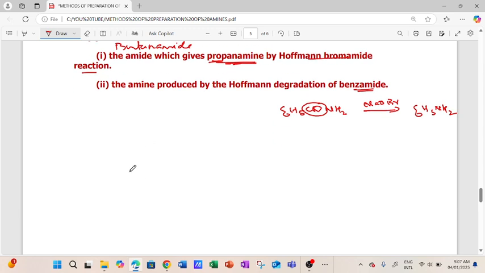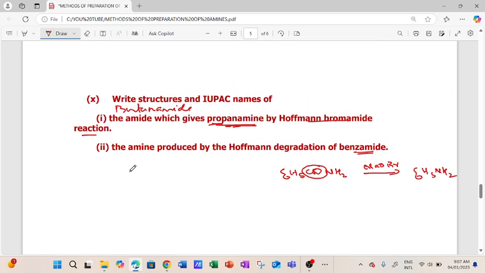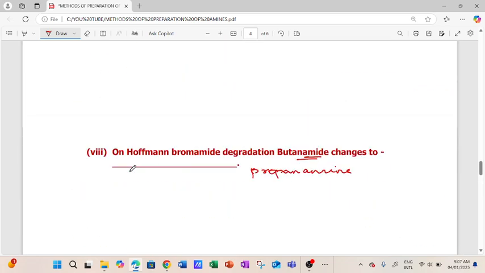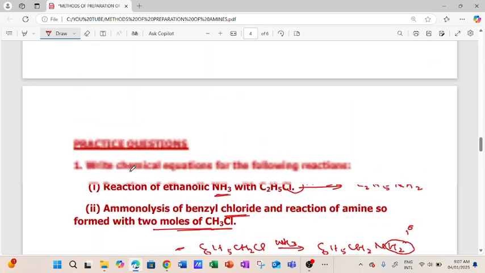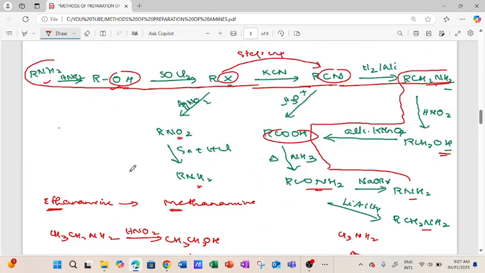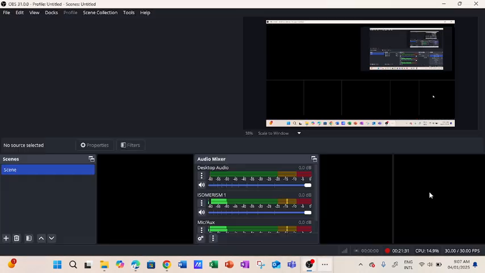Got it? So these are the important types of questions and important types of conversions that come under this topic. So basically you study this mind map, which will be helpful for you to do any of the conversions that come under this topic. So I hope you understand.